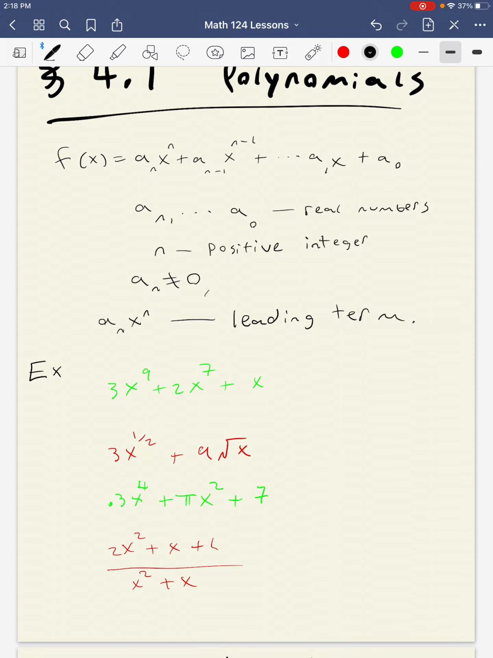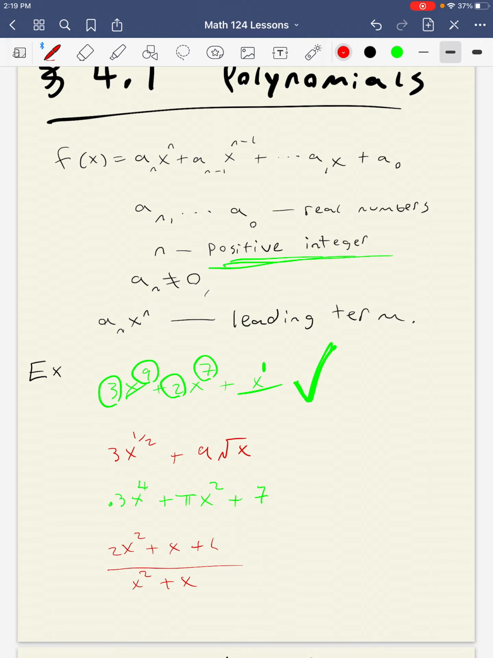Let's look at them. The first one is 3x to the 9 plus 2x to the 7 plus x. So this is a polynomial because the exponent is a positive integer, I forgot to mention. The exponent's a positive integer number. There's no exponent on the last x, but it's really like an exponent of 1. So everything's satisfied. This is a polynomial.